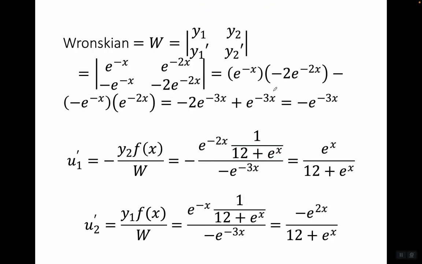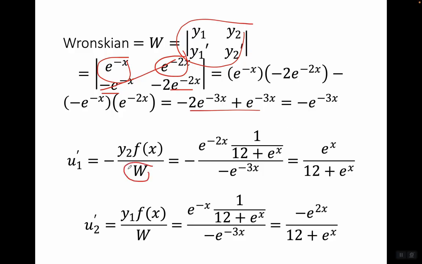So when you use Cramer's rule, first you've got to find the Wronskian, so let's go ahead and do that. It's this determinant. y1 is e to the negative x, y2 is e to the negative 2x. We have y1 prime and y2 prime as the derivatives. When you evaluate this determinant, you get e to the negative x times negative 2 e to the negative 2x, minus this diagonal, negative e to the negative x times e to the negative 2x. Multiply that out, you end up with negative 2 e to the negative 3x plus e to the negative 3x. In other words, it's negative e to the negative 3x. So that's the Wronskian. That's what's on the bottom of u1 prime.